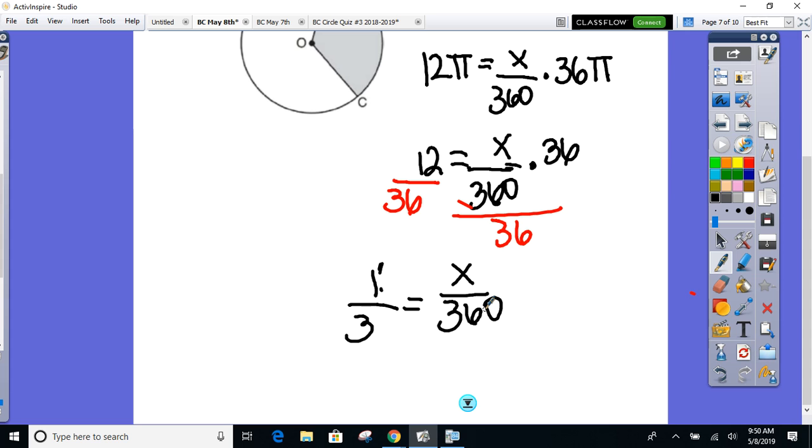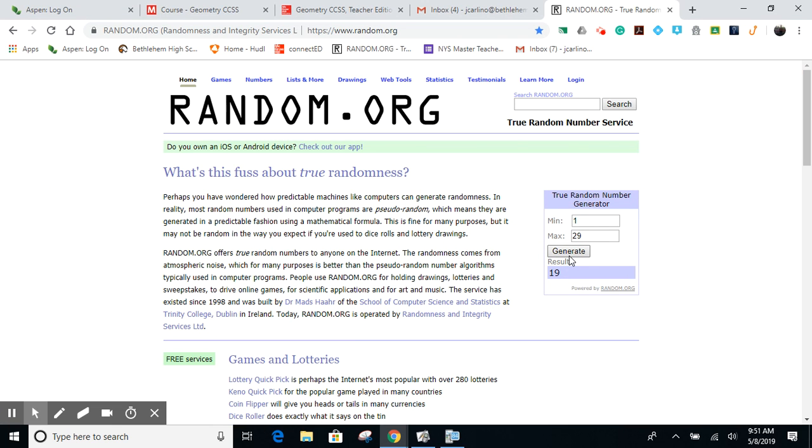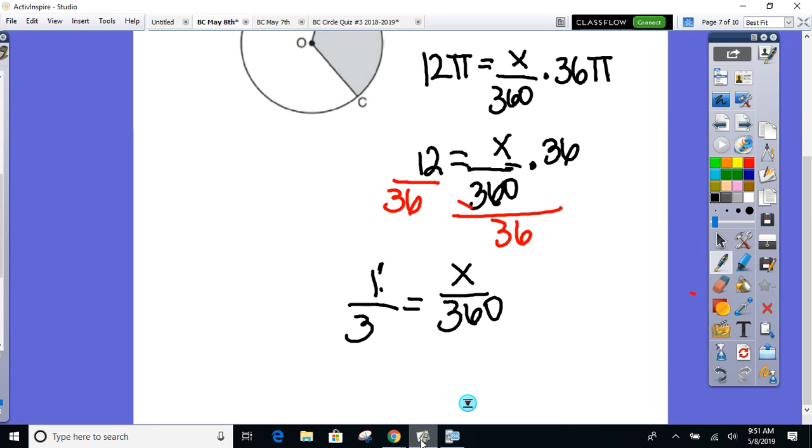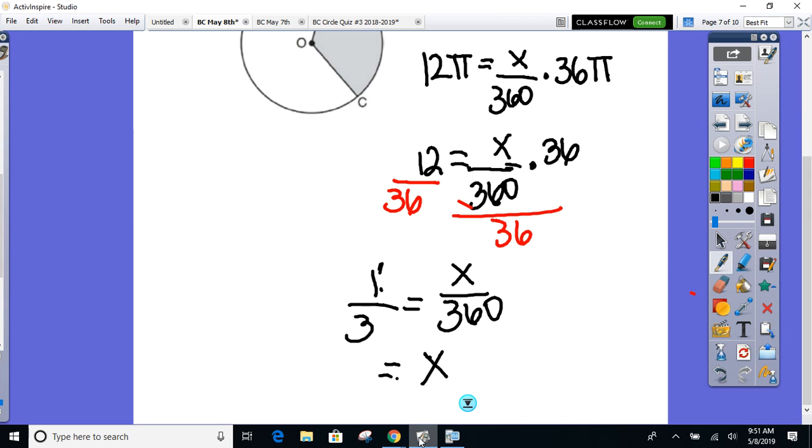We're moving. Next step. What do you want to do next? You got it. All right, so x equals 1/3 times 360. How many degrees in that angle?